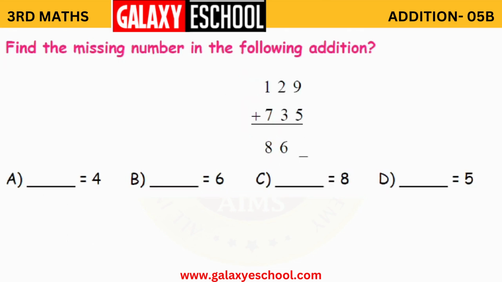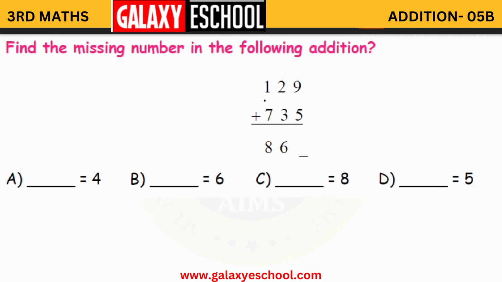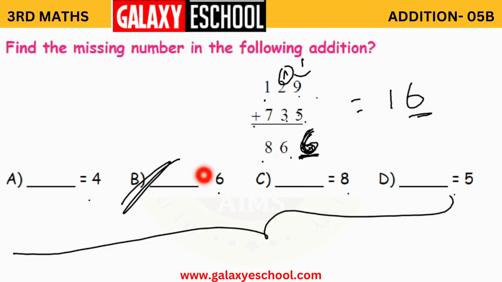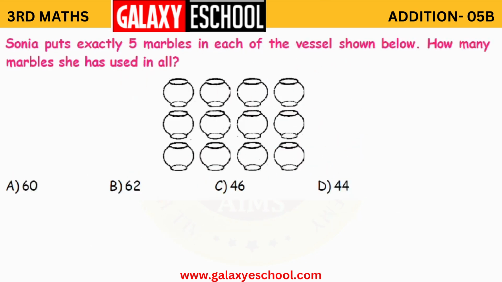Next question. Find the missing number in the following addition. Now see, this is a very simple question. 129 plus 735 is equal to 8, 6 dash. Option A 4, option B 6, option C 8, option D 5. Now what is 9 plus 5 equal to, children? 9 plus 5 is equal to 16. So 6 will be written here and 1 gets carried. See, what did we get as the answer here? We got the answer as 6. Which of the options reads as 6? Option B. So option B, 6 is the correct answer for this. Yes, it was very easy, right?